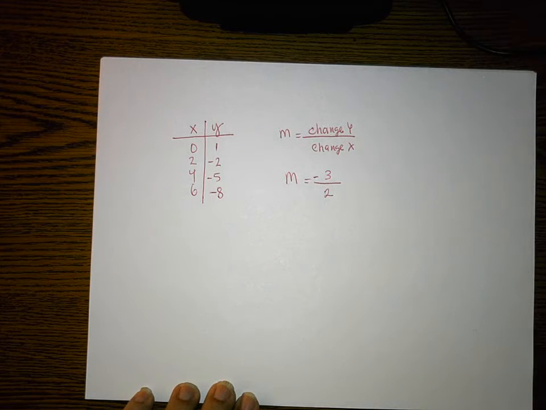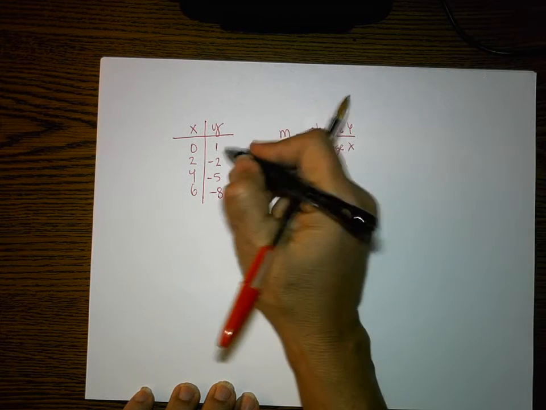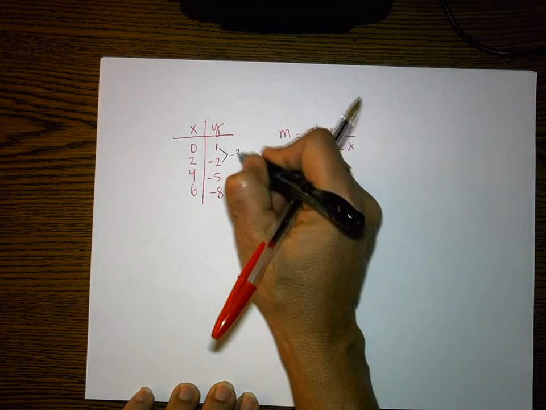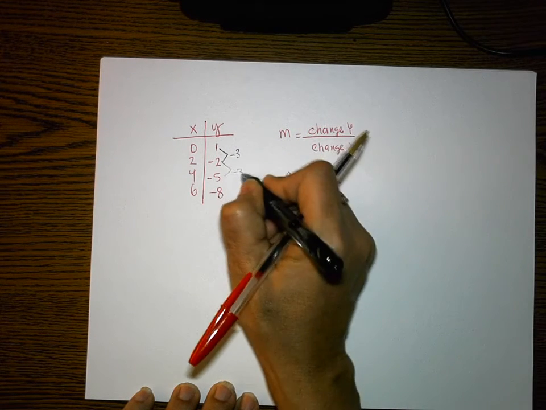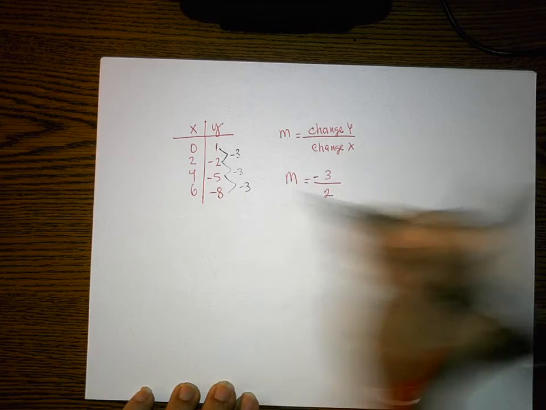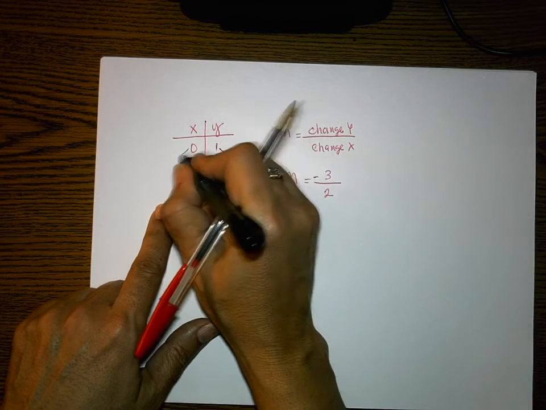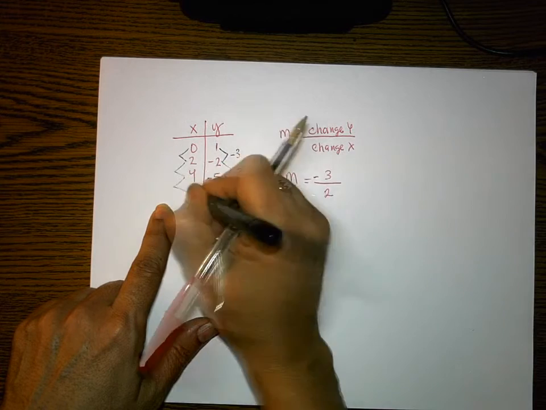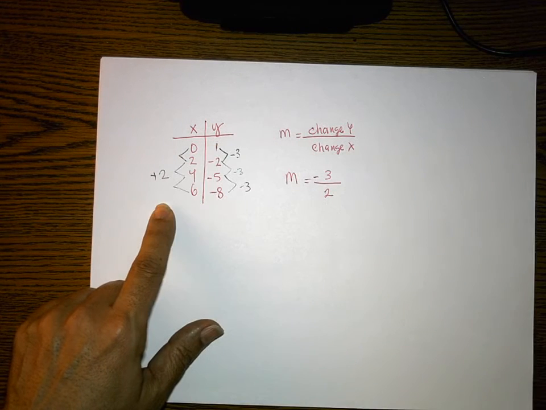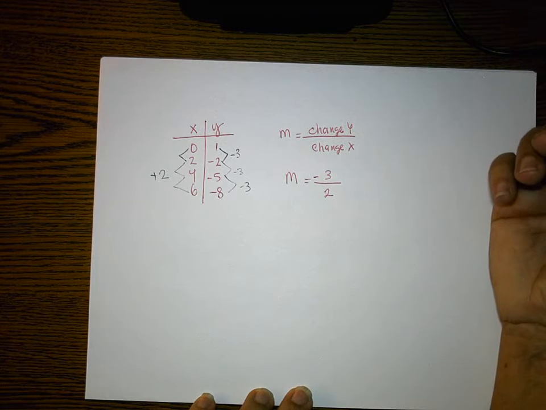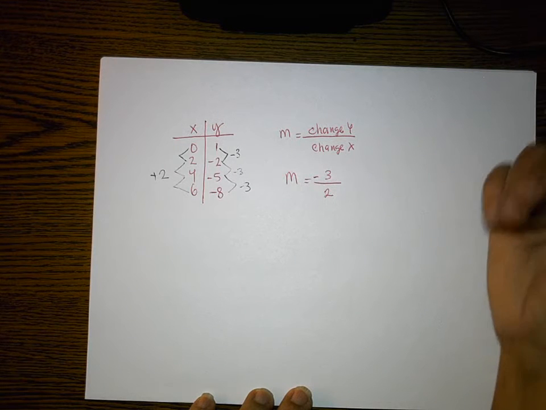From 1 to negative 2, we are subtracting a 3, right? And then you subtract a 3 again, and then you subtract a 3 again. So the change in the y values is negative 3, and the change in the x values is adding a positive 2. Okay? So that is that easy. Can you see that from a table it's really easy to tell the slope? Yeah. Okay. Now let's move on to the graph.